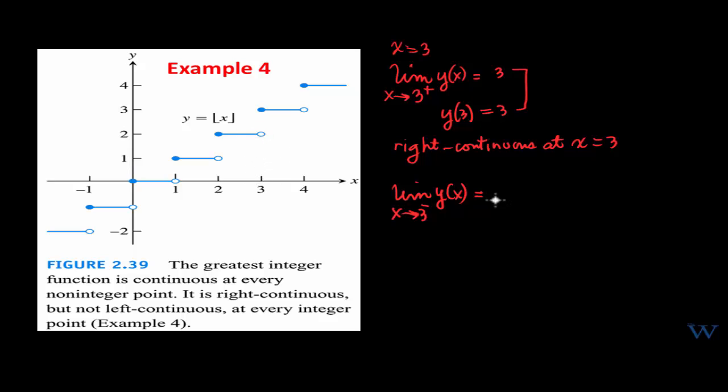Okay, so the greatest integer of a number less than 3 is 2. However, what is y of 3? We know that y of 3 is equal to 3. You see here, they're not equal to each other. Then that's why it's not left continuous at every integer.